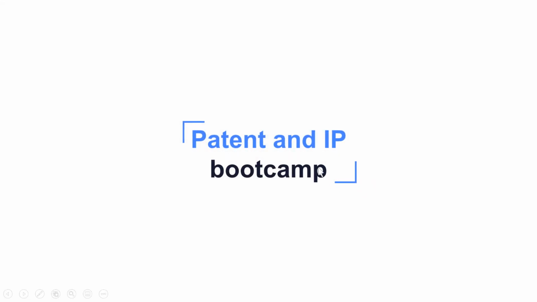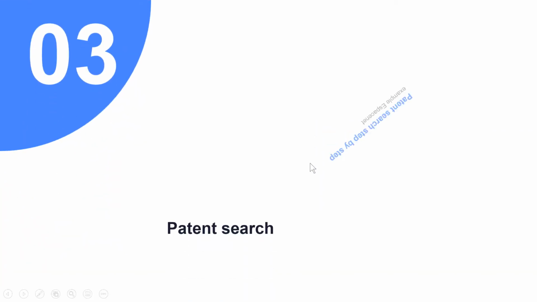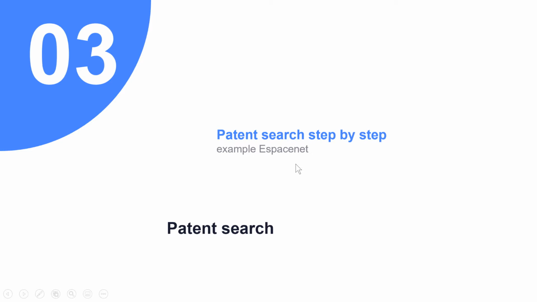After we've looked at where we can do the pattern search, we want to start with the actual search. In this lesson, we will take a closer look at how a pattern search works. We will look at the general procedure for pattern searches, and then we will look at the free patent database of the European Patent Office, Espacenet.